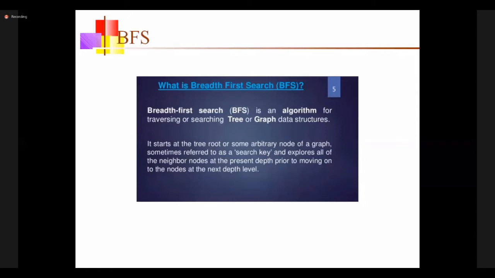BFS is an algorithm for traversing or searching a tree or graph data structure. It starts at the tree root, or some arbitrary node of a graph, sometimes referred to as a search key, and explores all the neighbor nodes at the present depth prior to moving to the next level. So we will start with one level, and after visiting all nodes in that particular level, then we will visit the next level. That is the meaning of that. So in BFS, we will move level by level. With an example, I'll explain.